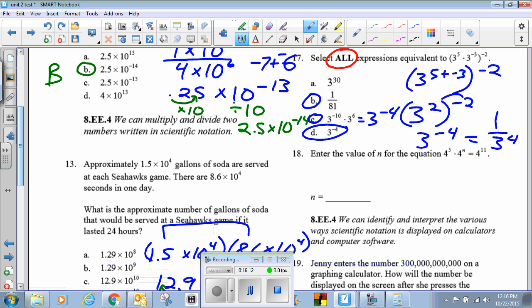Number 18. What would I add? This is just basically when I multiply things at the same base, I add exponents. So it's basically saying 5 plus n is 11. What's n?